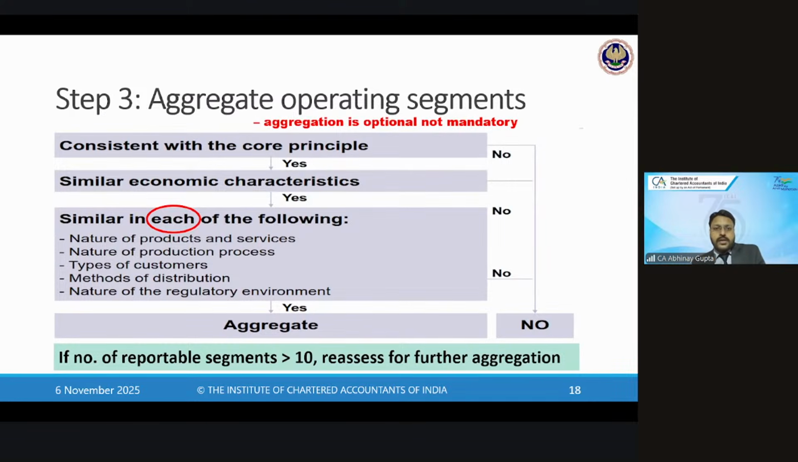First of all, the criteria is consistent with the core principle, right? What is the core principle? Anybody able to recall? We discussed this as the very first discussion in the morning. Sir, the user is able to evaluate the nature and financial effect. Nature and financial effect, right? Nature plus financial impact, right?